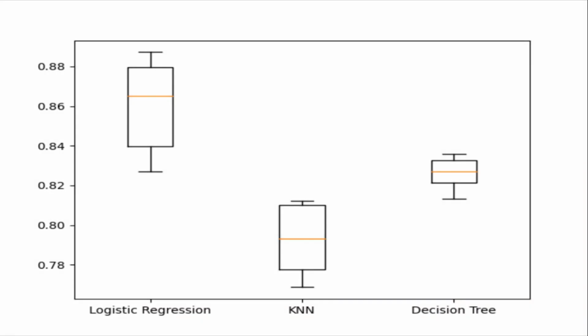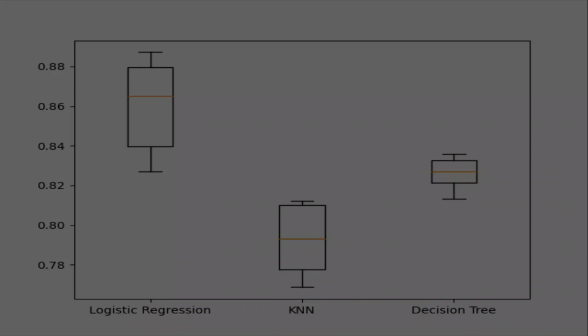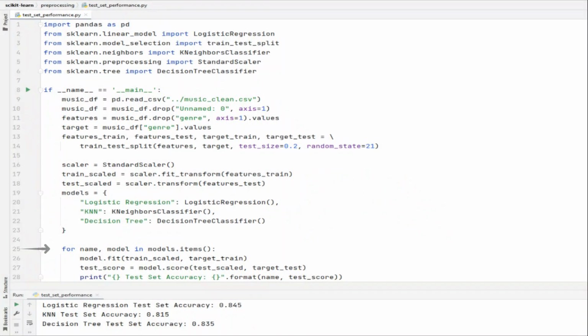The output shows us the range of cross-validation accuracy scores. We can also see each model's median cross-validation score, represented by the orange line in each box. We can see logistic regression has the best median score. To evaluate on the test set, we loop through the names and values of the dictionary using the .items method. Inside the loop we fit the model, calculate accuracy, and print it. Logistic regression performs best for this problem if we are using accuracy as the metric.